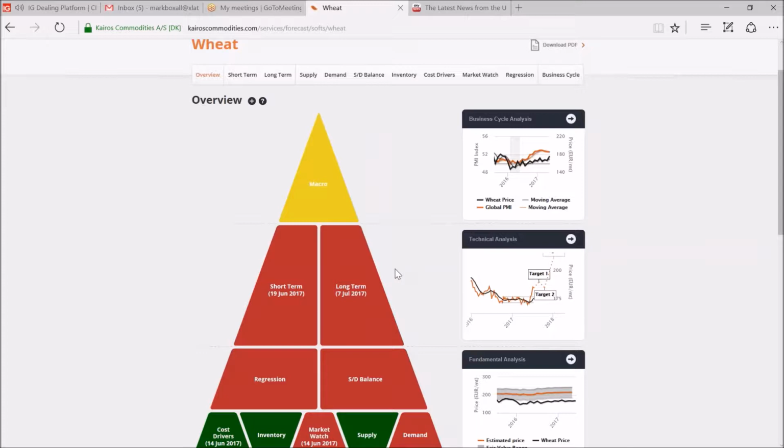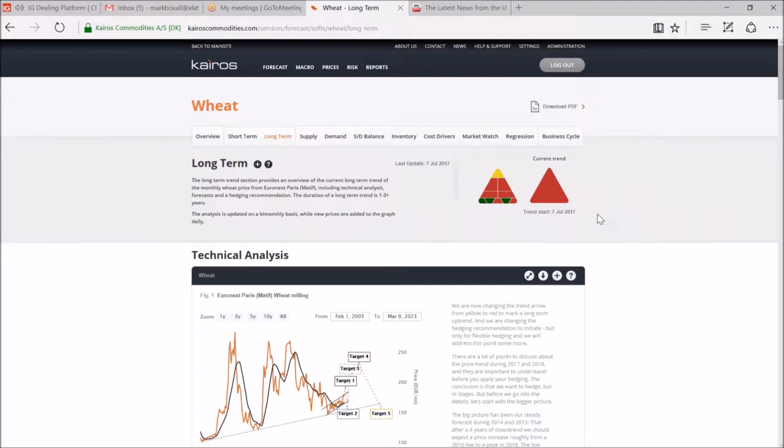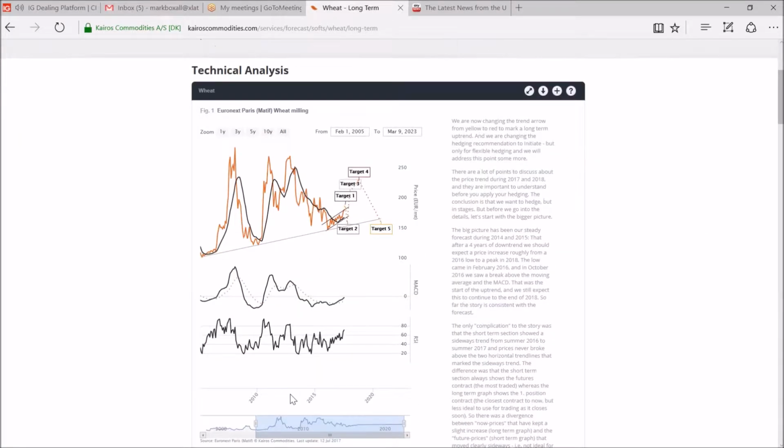We're now going to go into the long-term section, which forecasts between 1 and 3 years ahead. You see here the miniature of the triangle, and this red arrow says that this element means that there's a price pressure upwards at the moment.